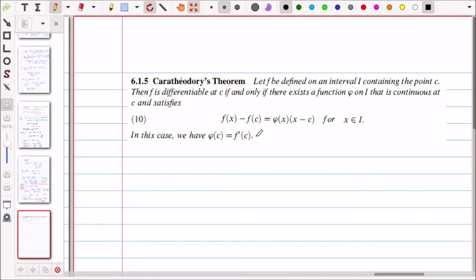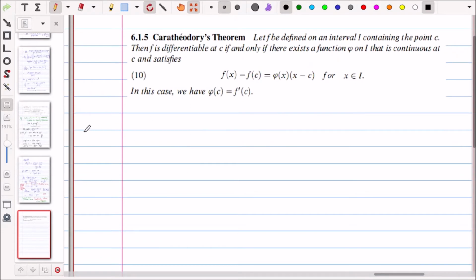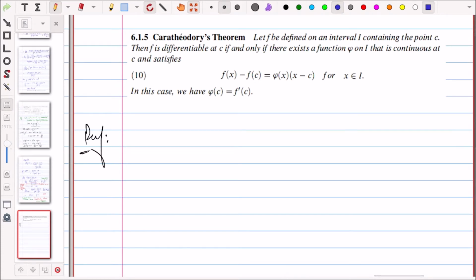So what it says is that if you have a differentiable function at c, then you will be able to find a function phi that is continuous at c and which satisfies this given property that f(x) minus f(c) equal to phi(x) times (x minus c). Is it fine? Yes, sir. Okay, so let us try to prove this.